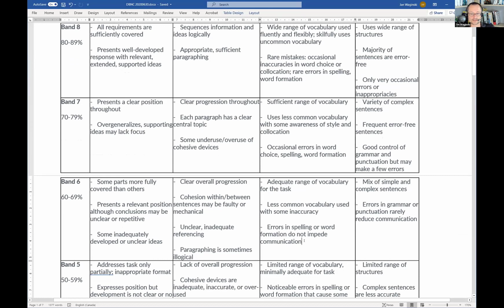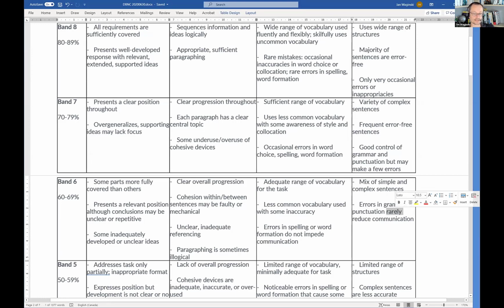And what you'll notice is, look at band 6 here. Errors in spelling or word formation don't impede communication. So already you can make mistakes in word choice. And if they're not too bad and I still know what you're talking about and there's not too many of them, you're getting a 6. If you make a whole bunch of grammar mistakes and they only sometimes confuse the reader, you're getting a band 6. And that's rarely, right? The flip side of rarely is sometimes.